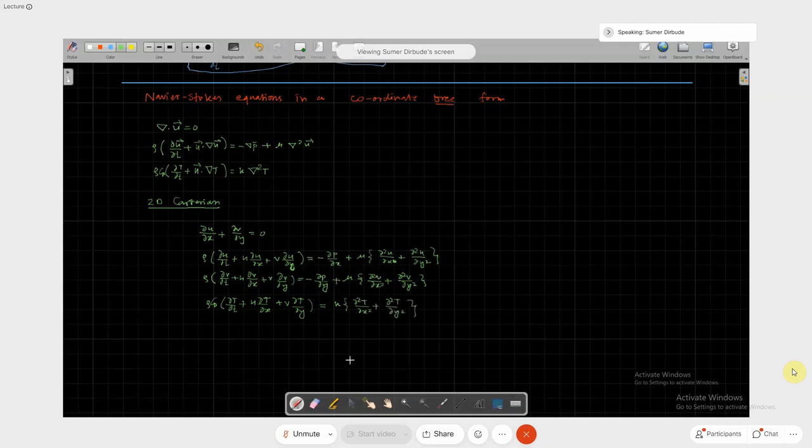These equations are for incompressible flow, where mu, k, rho, and Cp are assumed to be constant. There is no heat generation, there is no viscous dissipation, there are no compressibility effects.